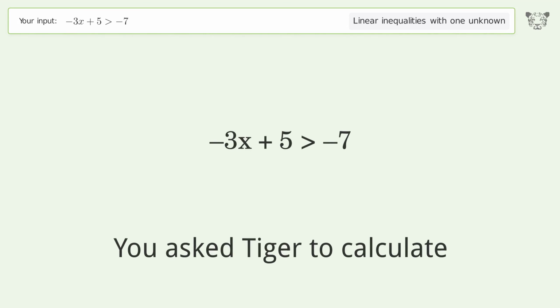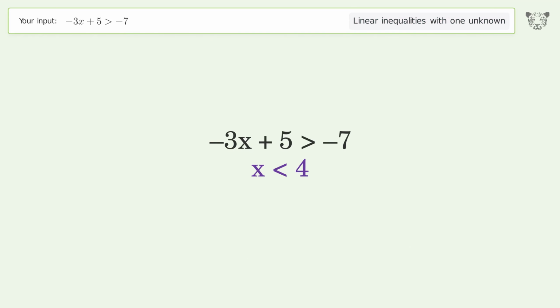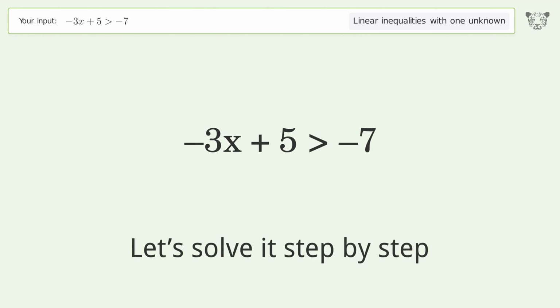You ask to calculate. This deals with linear inequalities with one unknown. The final result is x smaller than 4. Let's solve it step by step.